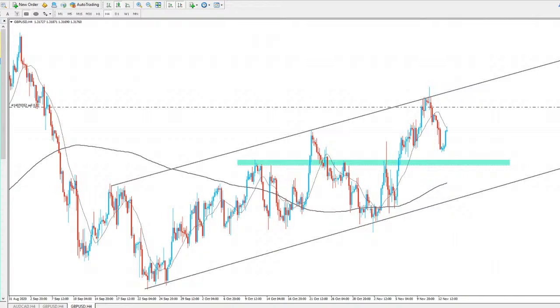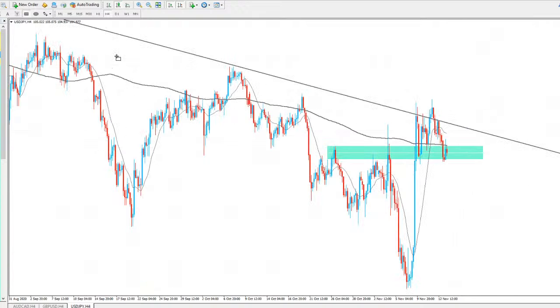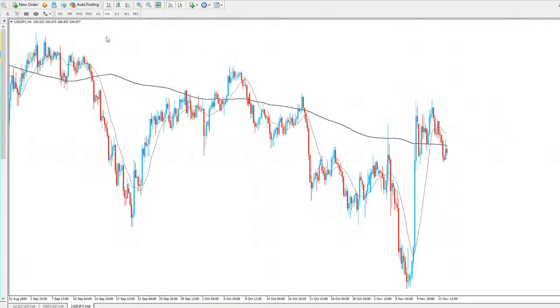Okay, so we're going to take a quick look at USD JPY on the 15-minute chart. From a higher time frame point of view first, from the 4 hour and daily, I'm probably expecting a push to the upside.